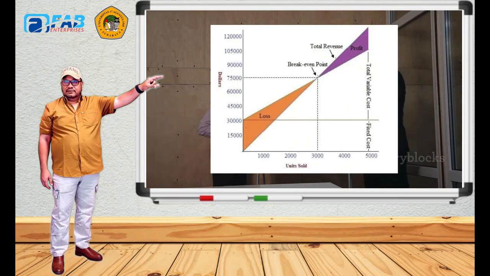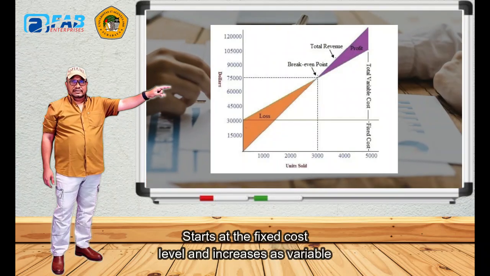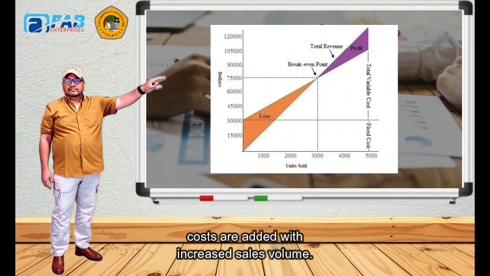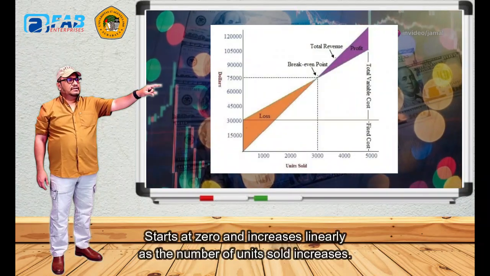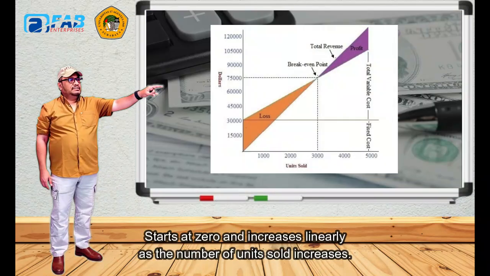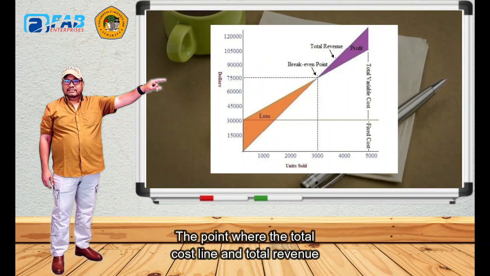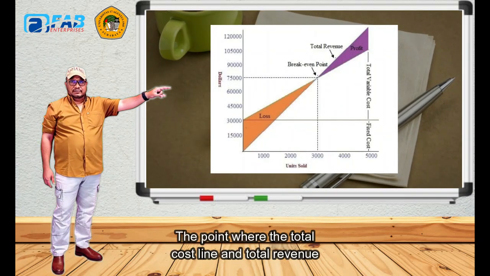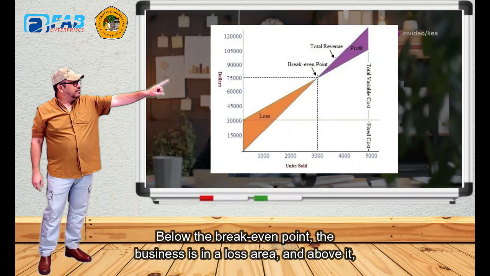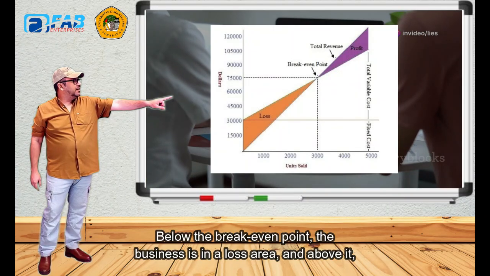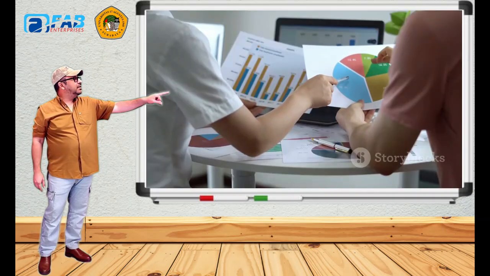Key lines on the chart. The total cost line starts at the fixed cost level and increases as variable costs are added with increased sales volume. The total revenue line starts at 0 and increases linearly as the number of units sold increases. The point where the total cost line and total revenue line intersect is the break-even point. Below the break-even point, the business is in a loss area, and above it, the business is making a profit.